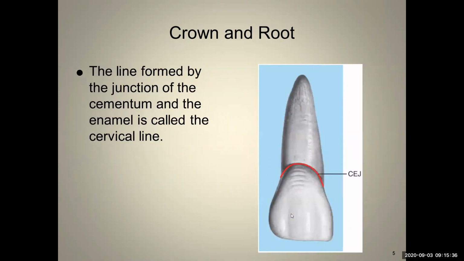The line is formed by the junction of the cementum and the enamel. That line is called the cervical line. Okay, the CEJ also forms the cervical line. So we've got our cementum and our enamel. They join at the cemento-enamel junction. And when we're talking cervical area of the tooth, it's anywhere around that CEJ is the cervical area.